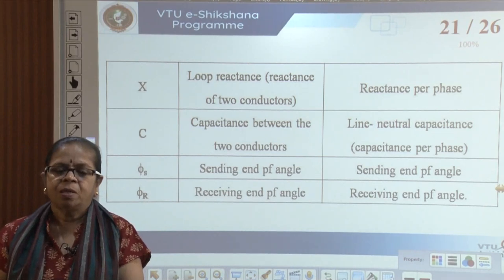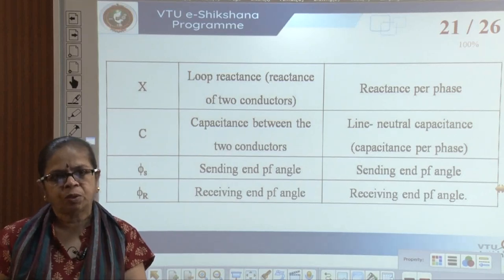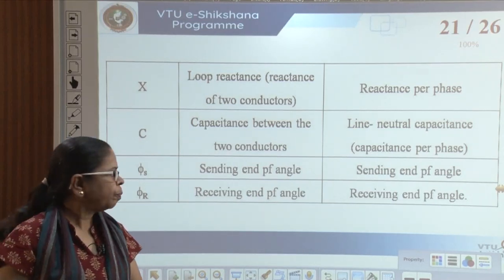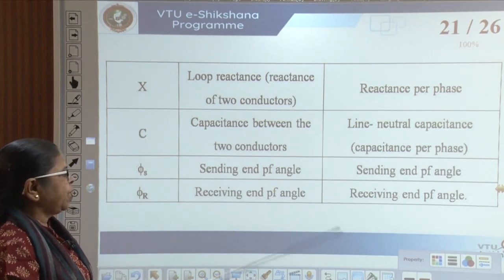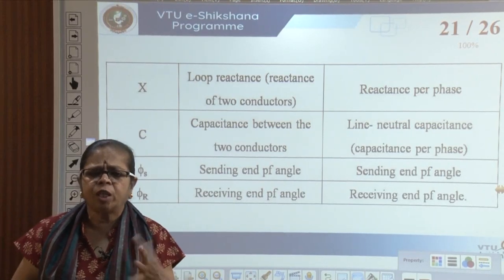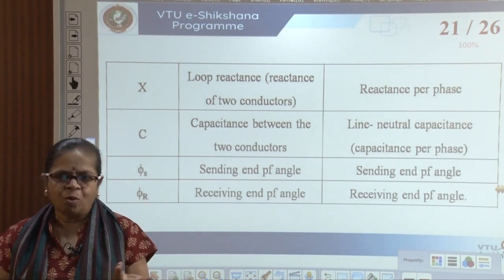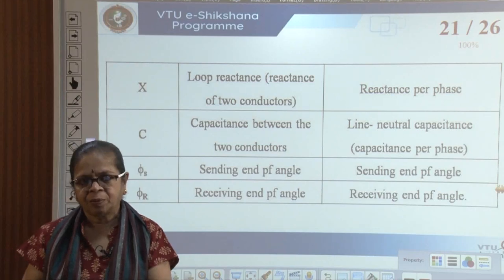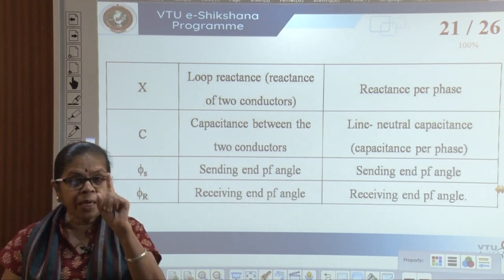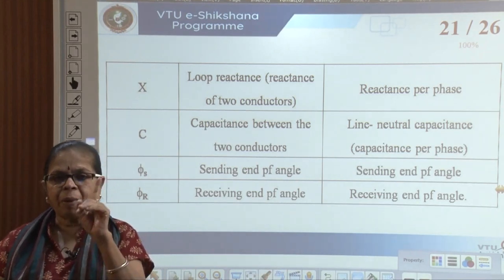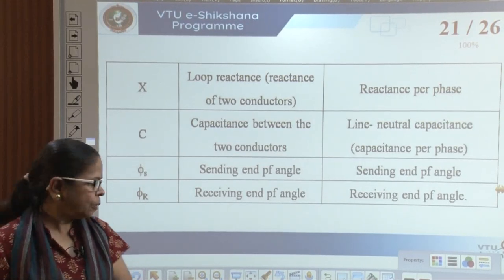You would have learnt how to calculate this parameter based on the dimensions of the line. Phi S is the sending end PF angle, and phi r is the receiving end PF angle. You do not have any confusion about phi s and phi r, because you know there is nothing like a line to line power factor. Power factor is always per phase. Apart from all this, what is the major assumption? My three-phase system, I am assuming it is balanced. The three-phase system is assumed to be balanced.